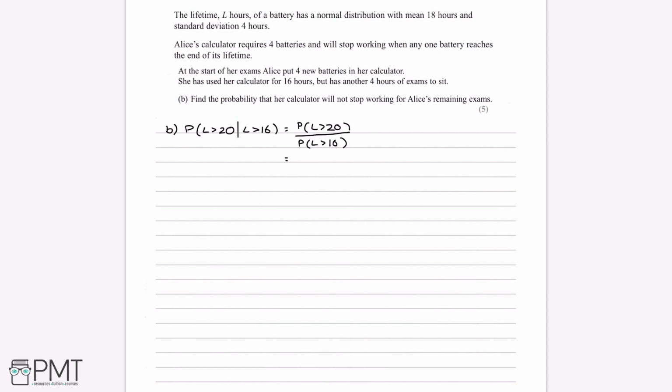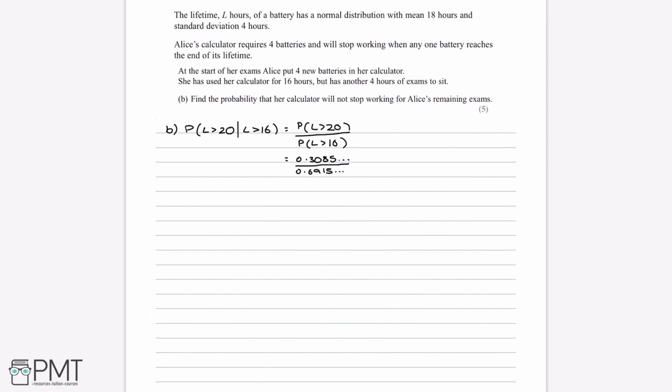If we do all this, then we find that the probability that L is greater than 20 is, if we write everything to 4 decimal places (in the real calculation, obviously use all possible decimal places we're given, but just to write it down), 0.3085, etc. And we found in part A the probability that L is greater than 16, and we found that to be 0.6915 if we do this again to 4 decimal places.